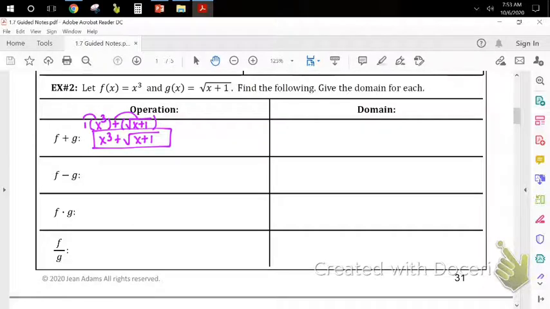Now, when we go to find the domain, remember we had talked about restrictions on the domain. We had said domain is negative infinity to infinity unless we had a fraction in which the denominator cannot equal 0, or we had an even root radical in which we had to set the radical greater than or equal to 0. Here we have that even root radical. So we're going to set that square root of x plus 1 greater than or equal to 0.